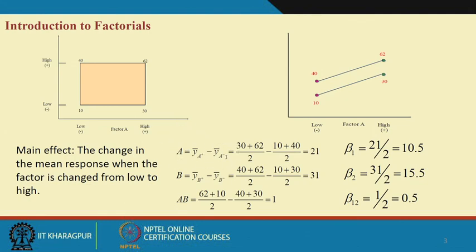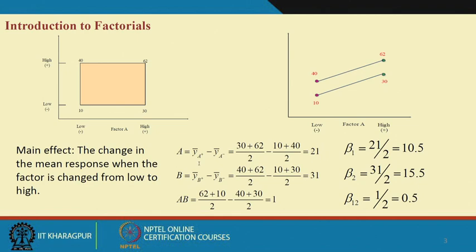Okay. So, then the value is 30 plus 62. You see, when A is at high, irrespective of the presence of B, the y values are 30 and 62. So, (30 plus 62) by 2, because there are two observations, 30 and 62. This is the average y A plus bar. Similarly, when A is at low, that is 40 and 10, the average is (10 plus 40) by 2. The difference gives you a value of 21. This is the effect of A.